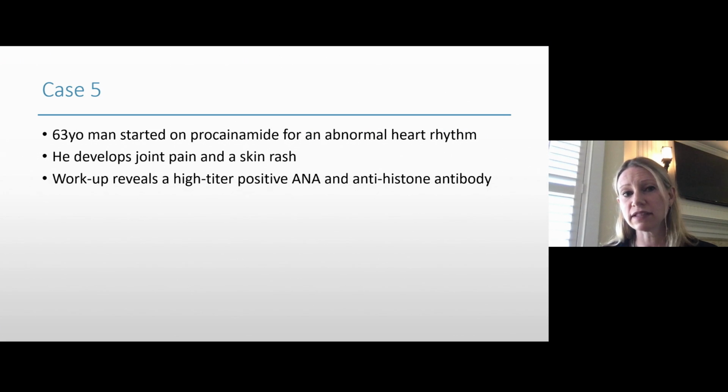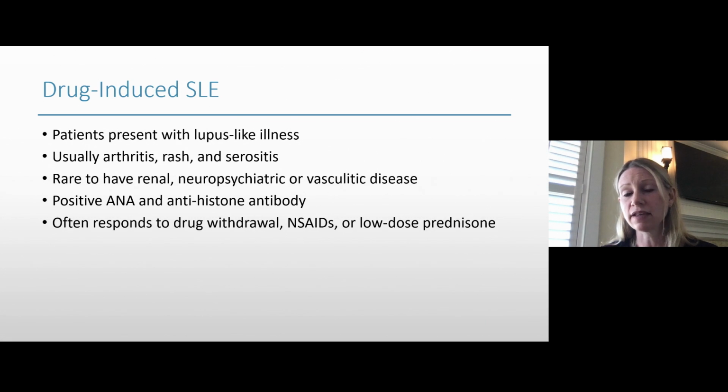So case 5, a 63-year-old man started on procainamide for an abnormal heart rhythm. He develops joint pain and a skin rash. Workup reveals a high titer positive ANA and antihistone antibodies. So this is a classic example of drug-induced lupus.